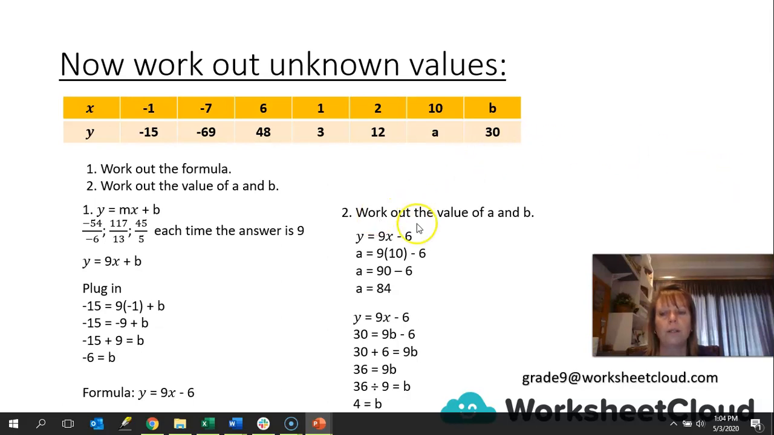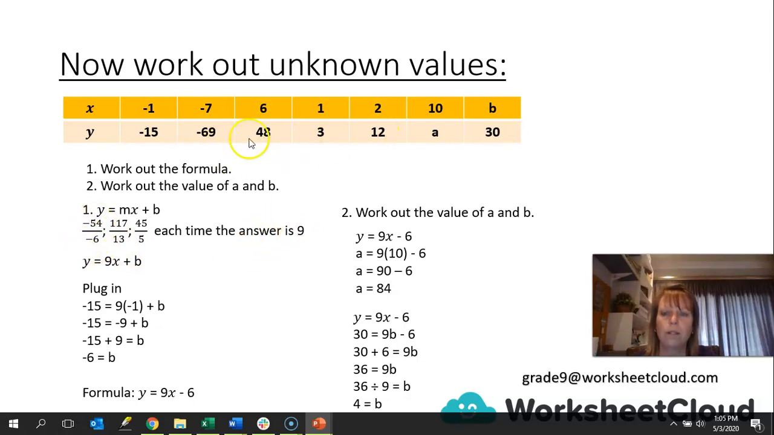Okay, what we did is we first worked out our formula using y is equal to mx plus b. Our m is derived from the difference between our numbers in the y row of the table, over the difference in the numbers of the x row. So 54 minus 6, divide that, you're going to get 9.